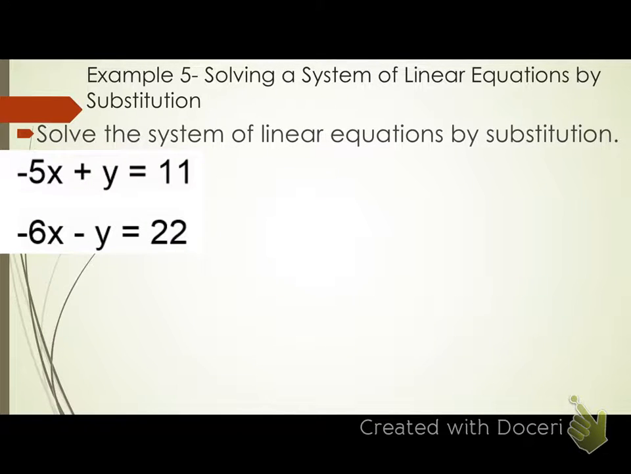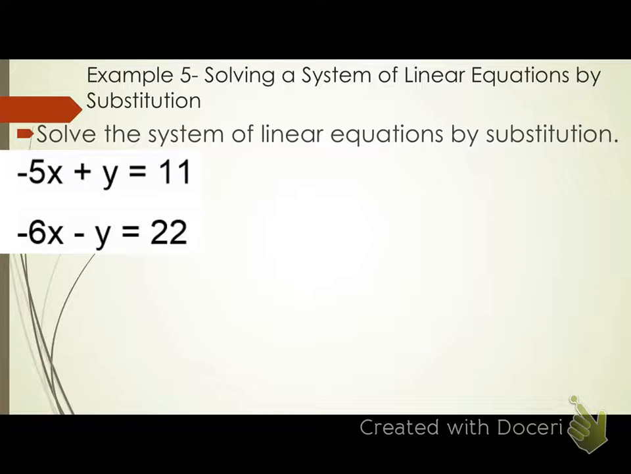One more. Solve the system of linear equations by substitution. Negative 5x plus y equals 11. Negative 6x minus y equals 22. Are either equations solved for either variable? They are not. Which one's probably going to be the easiest to get a variable by itself?